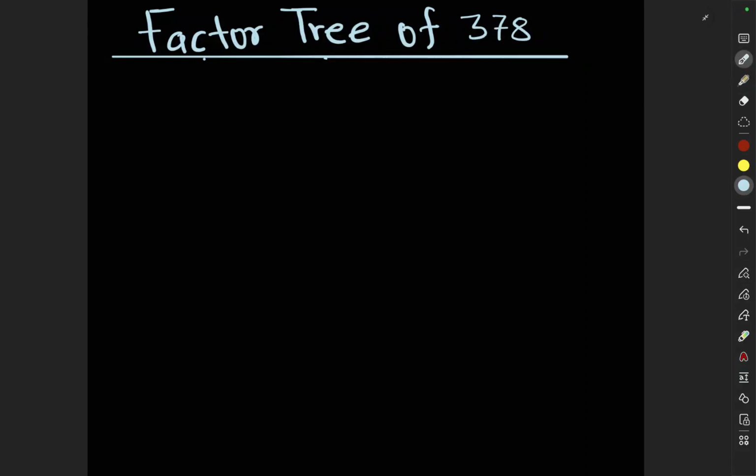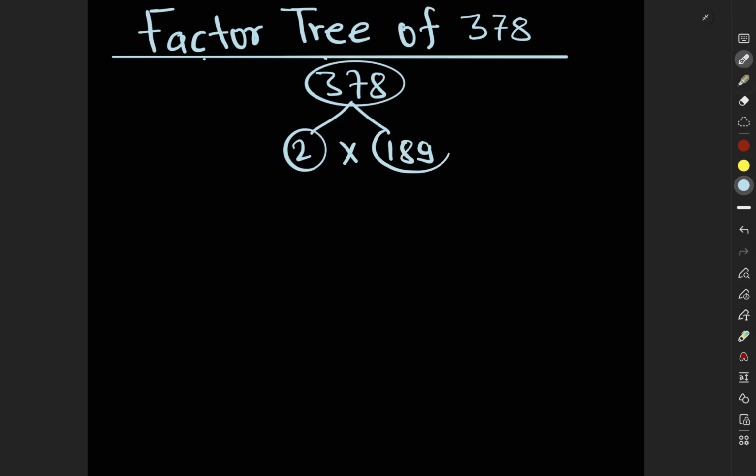Factor tree of 378. So 378, it can be written as 2 times 189. 2 times 189 means 378.